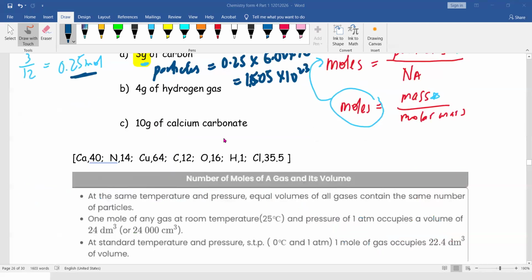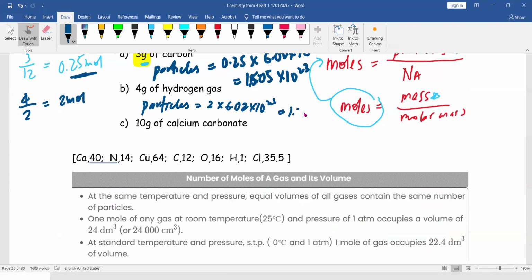This one, how? 4 grams of hydrogen. Amount of moles is mass over molar mass. 2 mole, right? Amount of particles is 2 mole multiplied Avogadro constant. So you get 1.204 times 10 power 24. Do you get it correct?